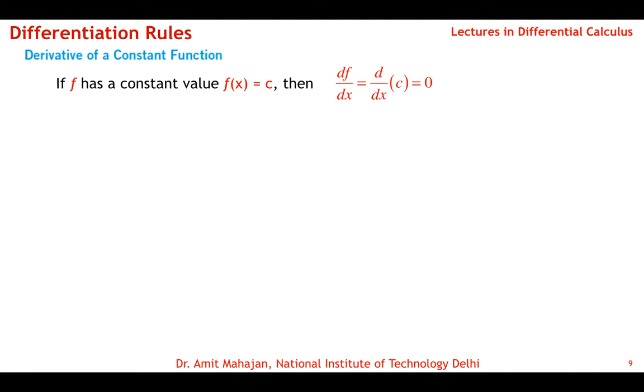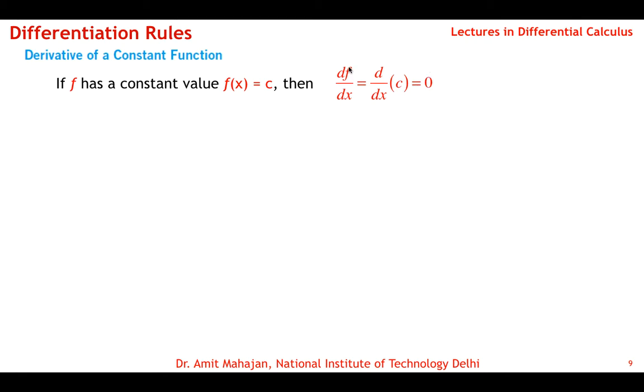Now I define some differentiation rules, which allow us to differentiate functions directly without having to take the limits each time, okay. Once we know that these rules hold, there is no need to take a limit of the difference quotient and solve that, okay. So we can solve directly, and the first is the derivative of a constant function, okay. So if f has a constant value, f(x) equal to c, okay, at all points x in the domain, then the derivative of the function with respect to x is 0, okay.